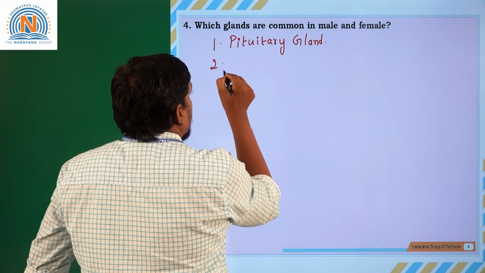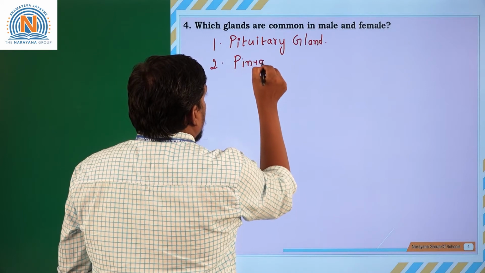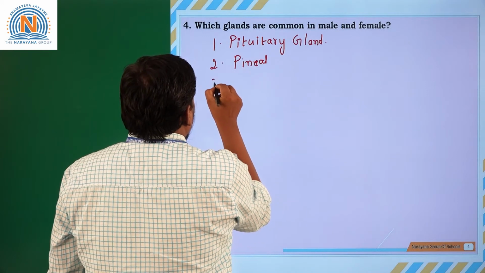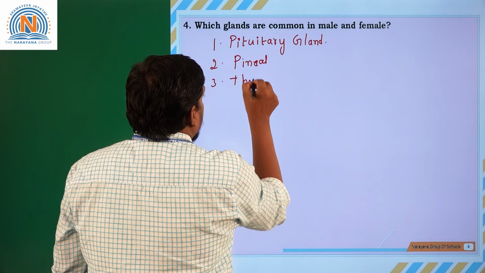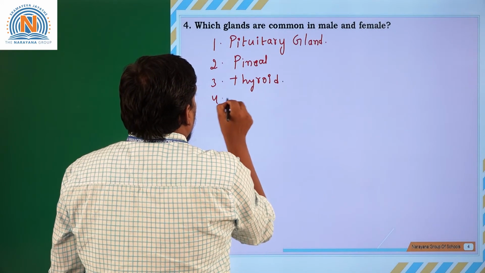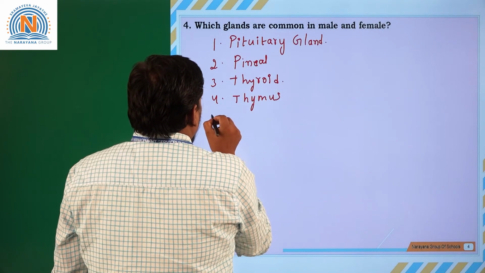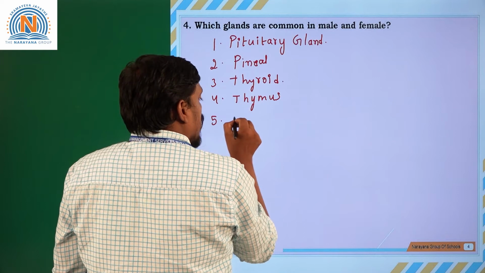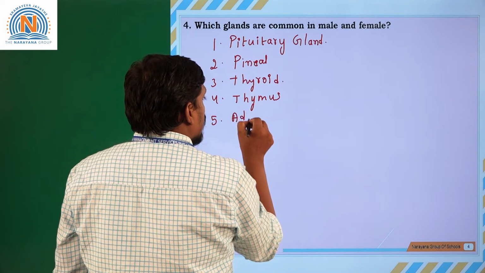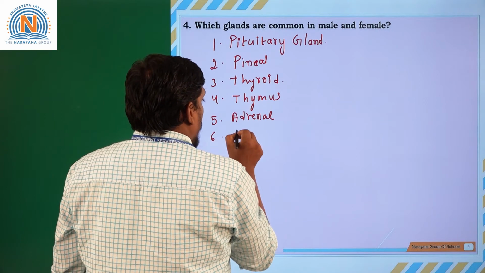Even the second gland, the pineal gland, is also common. Third one, the thyroid gland, is also a common gland. The thymus gland is also a common gland. And fifth, the adrenal glands are seen on the surface of the kidneys. And also the pancreas.